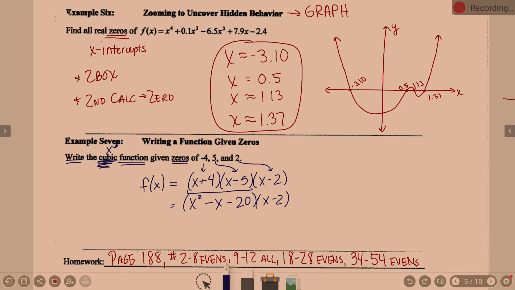From here, we want to multiply again, yes? I don't care which way you do this. I tend to take the binomial and multiply it into the trinomial. So I'm going to take x, multiply it by all 3 terms, and then take the -2 and multiply it by all 3 terms. If you'd rather go x squared times these 2, negative x times these 2, and negative 20 times these 2, it doesn't matter as long as they all get multiplied, right? So if I take x and multiply it by everything, x cubed minus x squared minus 20x. If I now take all 3 terms and multiply by -2.